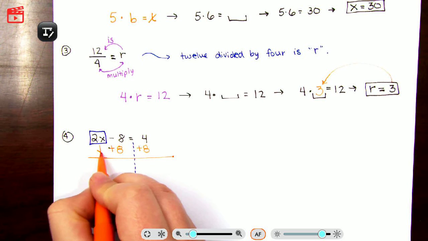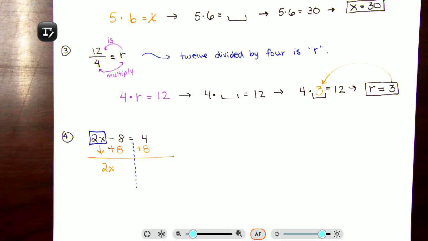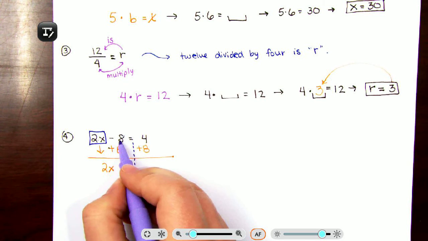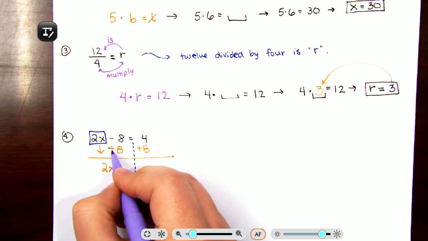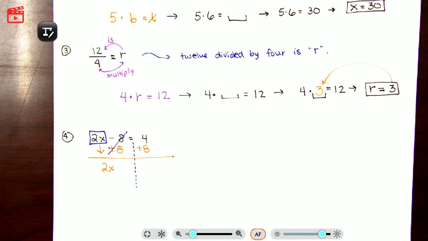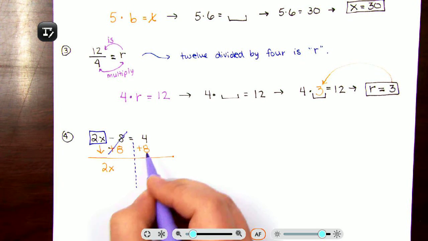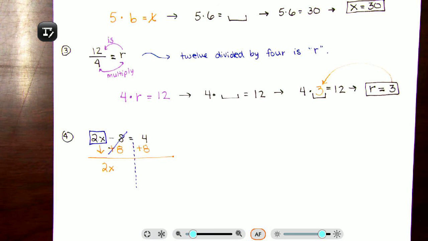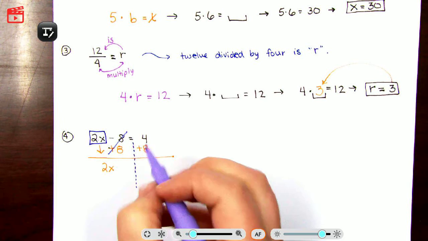Again, bring down the term inside the bubble. It was not touched, so we need to keep it. What feels really good when we do the opposite of terms is they equal 0, so they cancel. 8 plus 4, again, I'm going to use my finger, so 8, 9, 10, 11, 12.